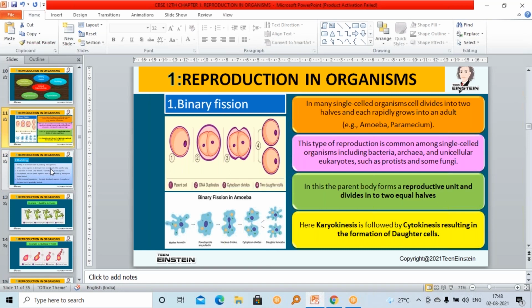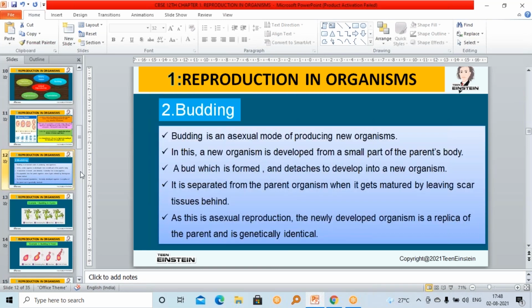So in the case of amoeba, you can see the mother amoeba here, and the pseudopodia and all will get pulled in, and then nuclear division takes place.